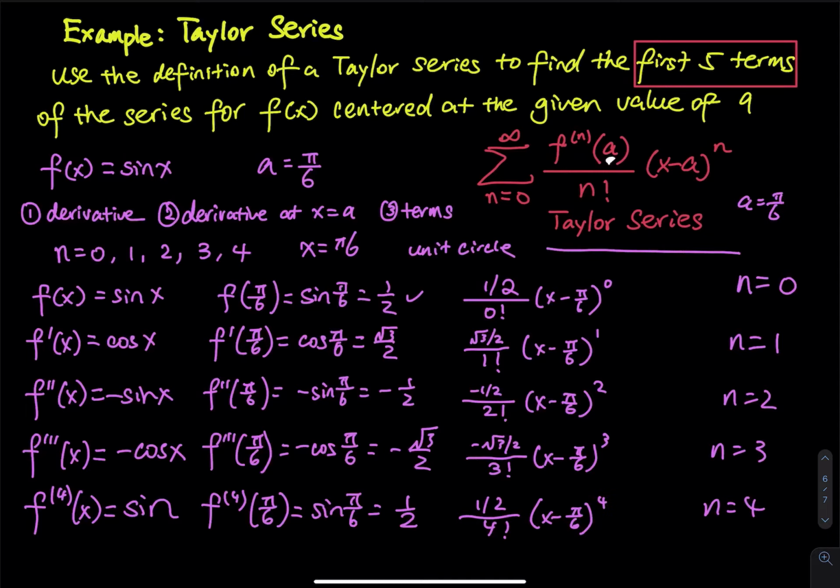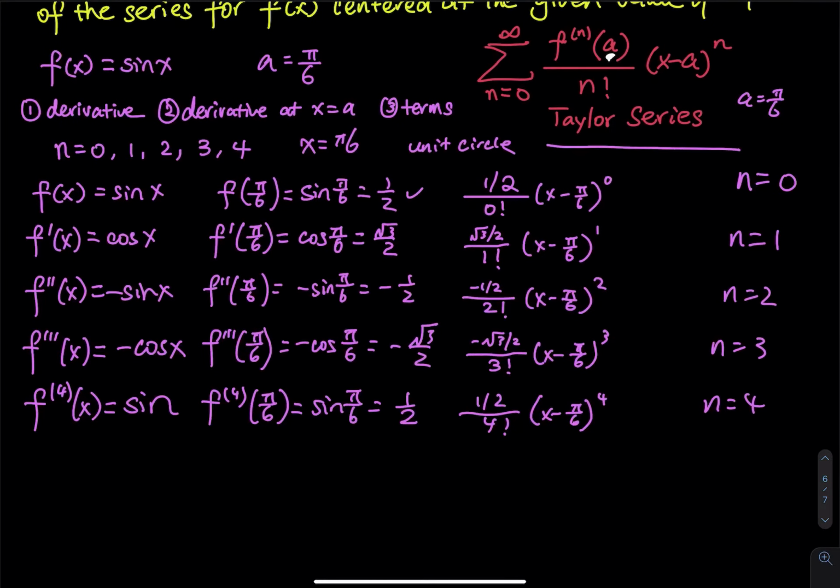So this is all the work we have to do. Number one is the derivative, and then in the second column we have the evaluation, and then in the third column we have the terms. So now let's do the Taylor polynomials and the Taylor expansion.